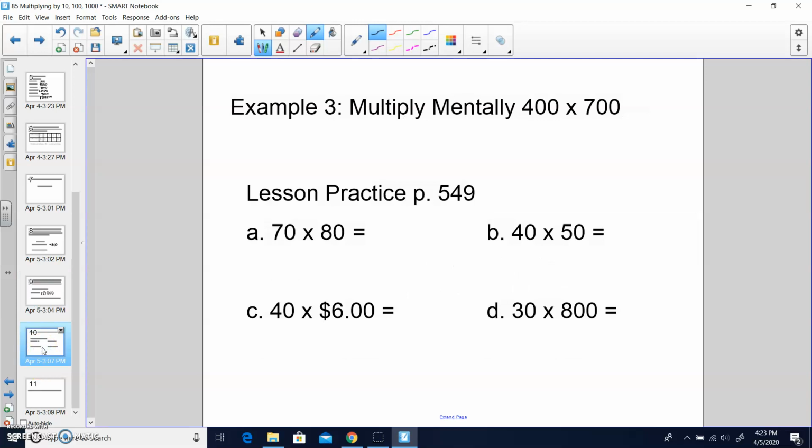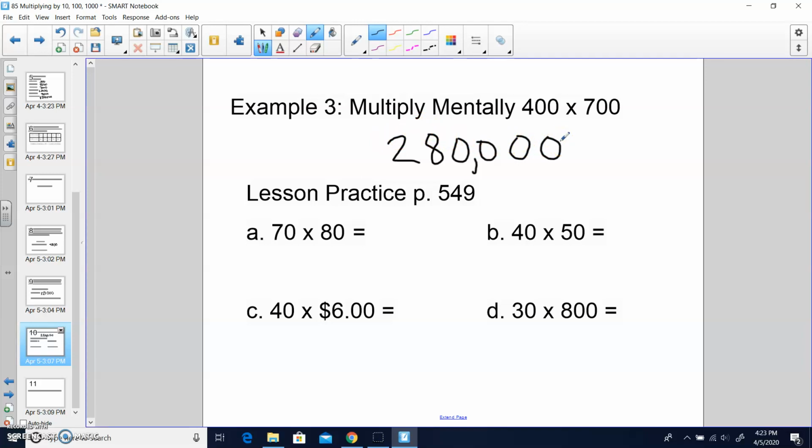Example 3, multiply mentally. 400 times 700. Okay, so think to yourself, what is 4 times 7? 4 times 7 is 28. Very good. And how many zeros do you have in the problem? So here's 1, 2, and another 2 over here, 3, 4. So write down 4 more zeros. Okay, now I have a lot of digits. Start from the right and count over 3 and put a comma. So 1, 2, 3, put your comma. So this would read as 280,000.